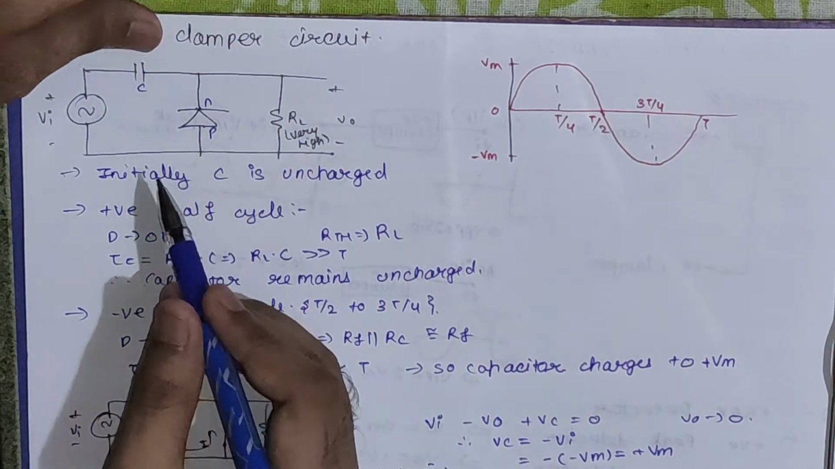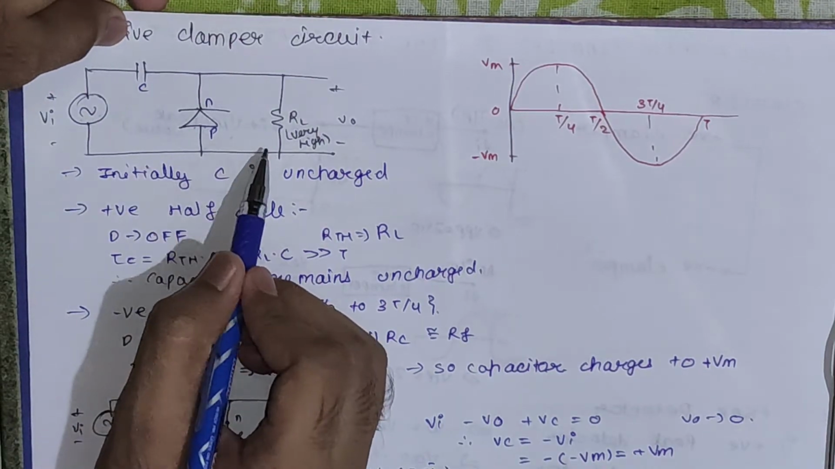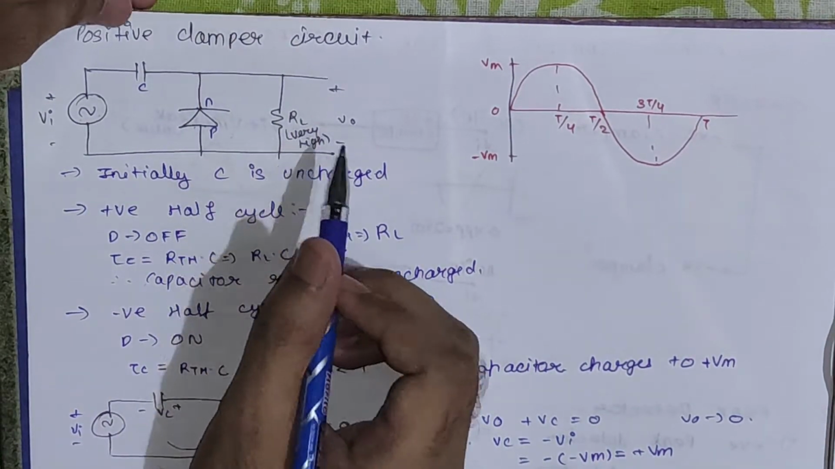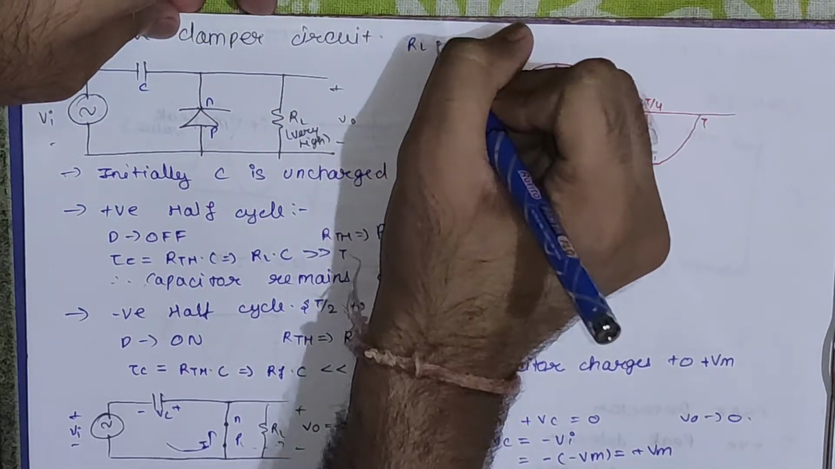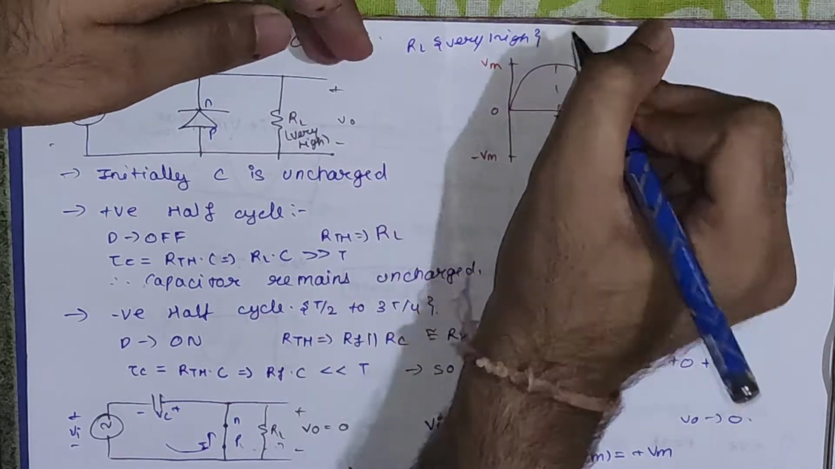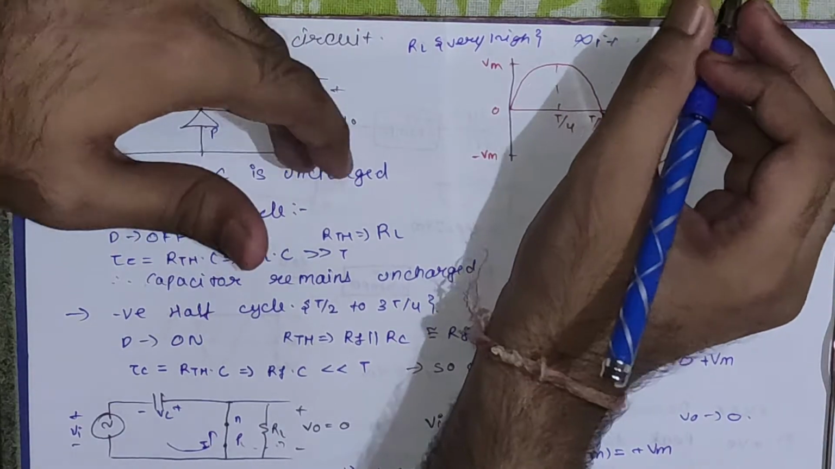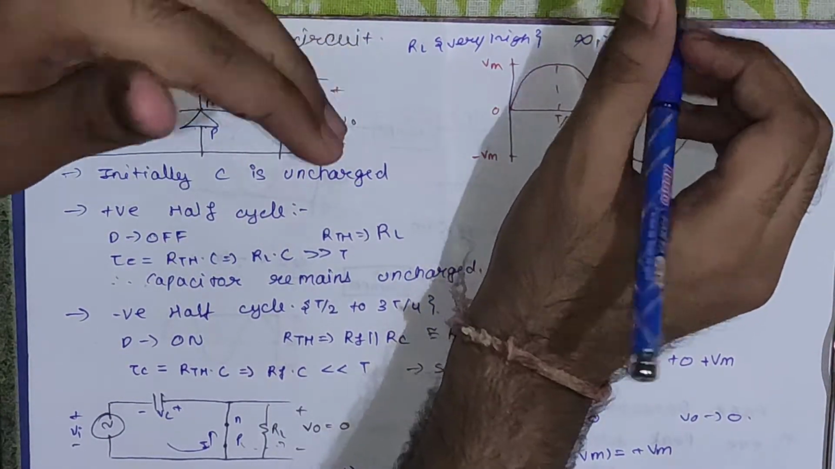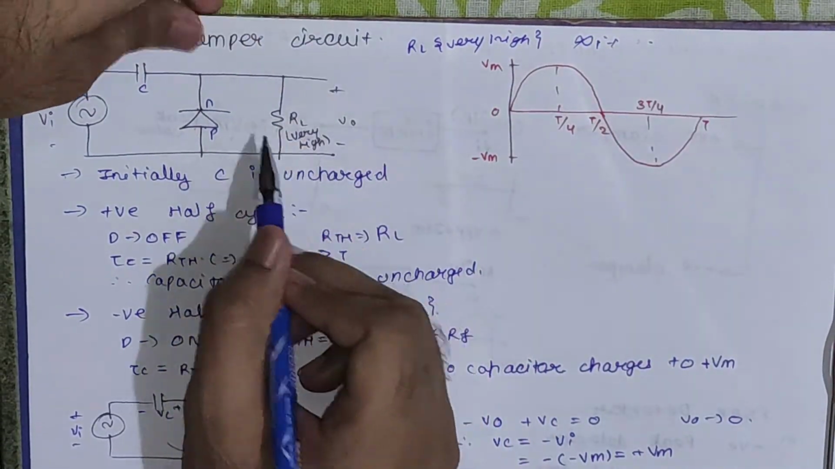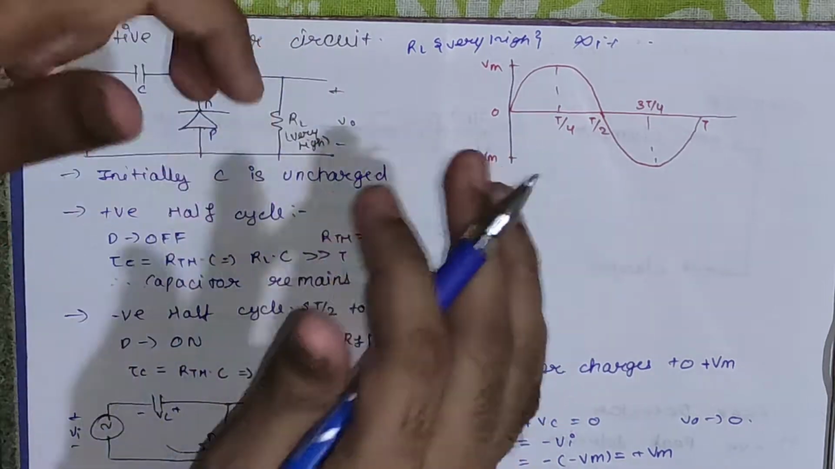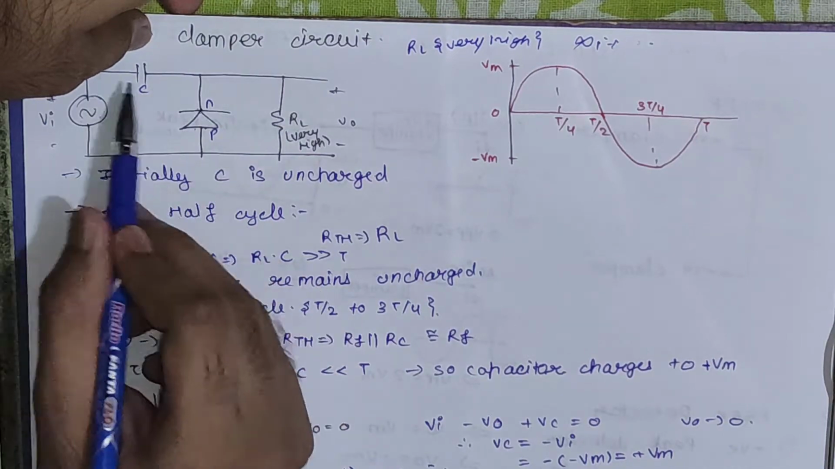Now if the capacitor wants to charge, it has only one path to charge, that is through RL, and RL here is very high. Note one thing: the mandatory condition for a clamper circuit is that RL should be very high. Either it can be infinity, that is, it is not present, or if it is present, then the value of RL should be very high to get the clamper action. So always RL is very high, or it won't be there in the circuit. For the capacitor to charge, it has only the path through RL.